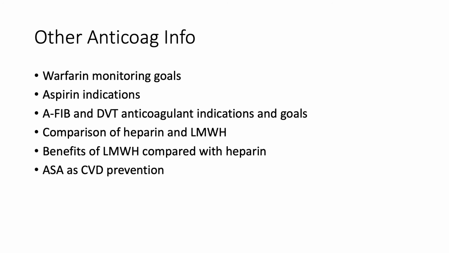Aspirin indications for prevention, basically, of CVD risk. AFib and DVT anticoagulant indications and goals. I already said comparison of heparin and low molecular weight heparin, and the benefits. And I kind of repeated myself there. ASA being used as CVD prevention.